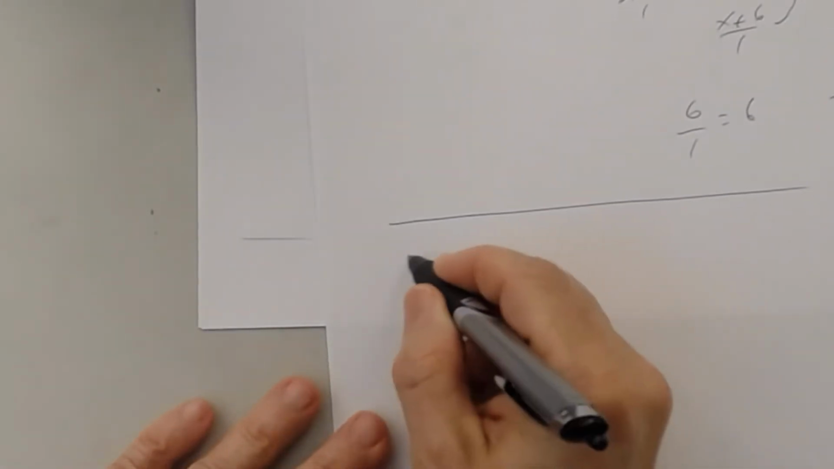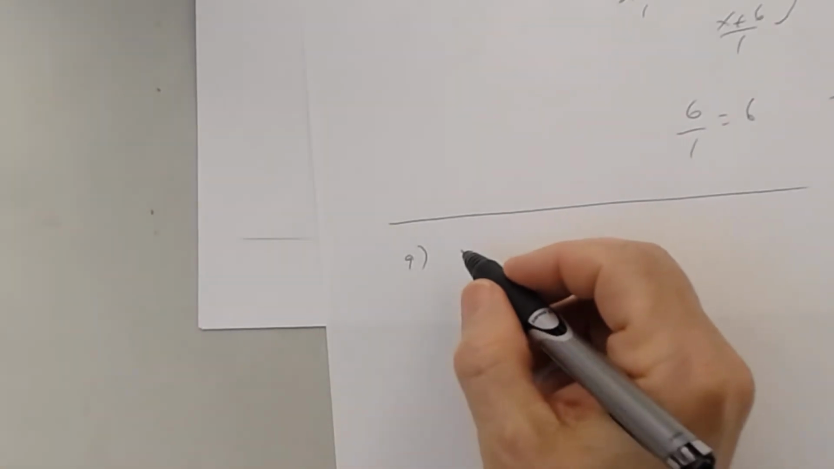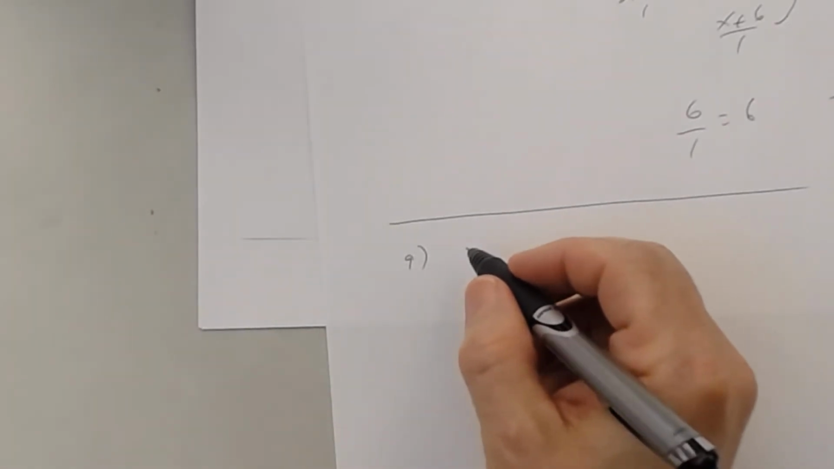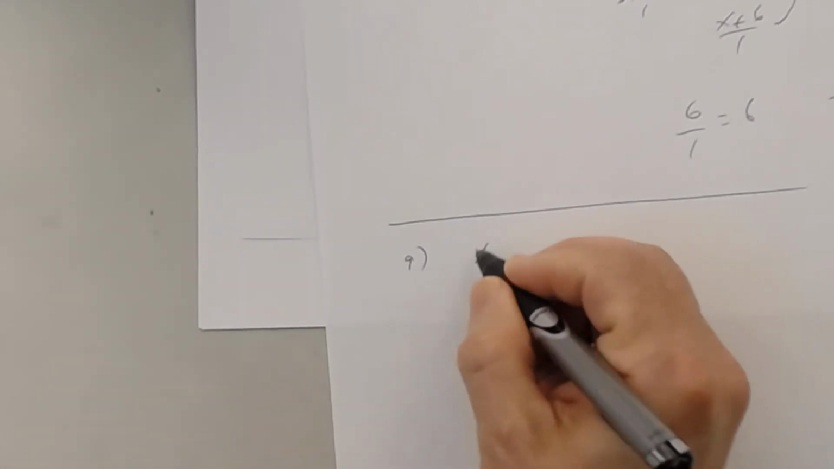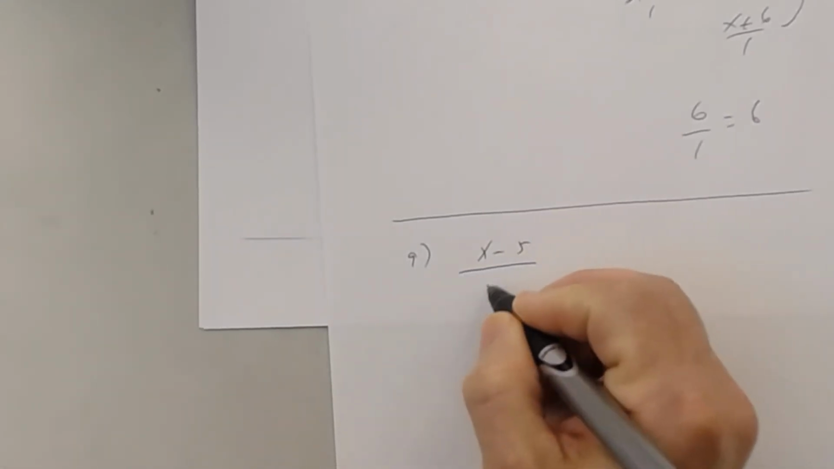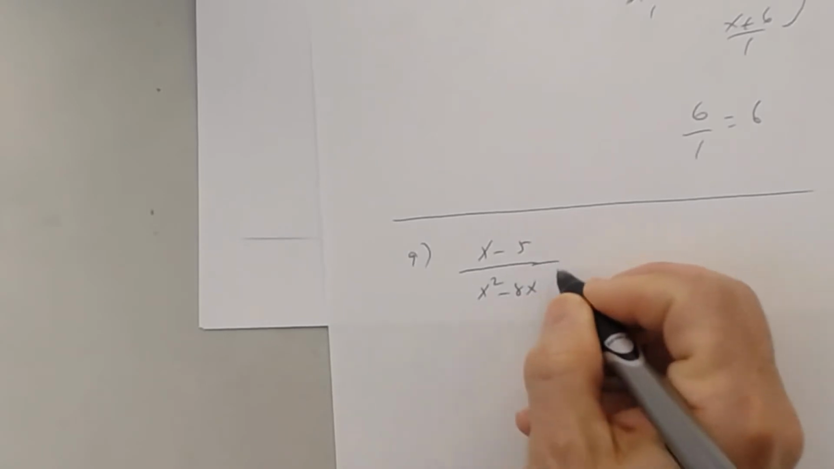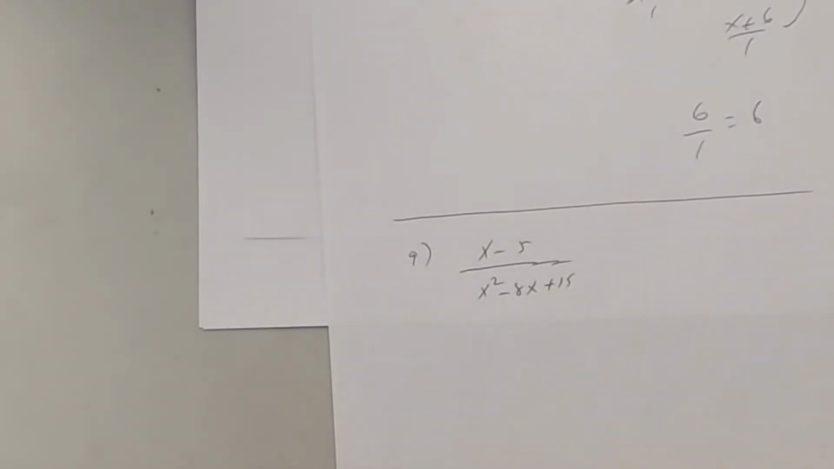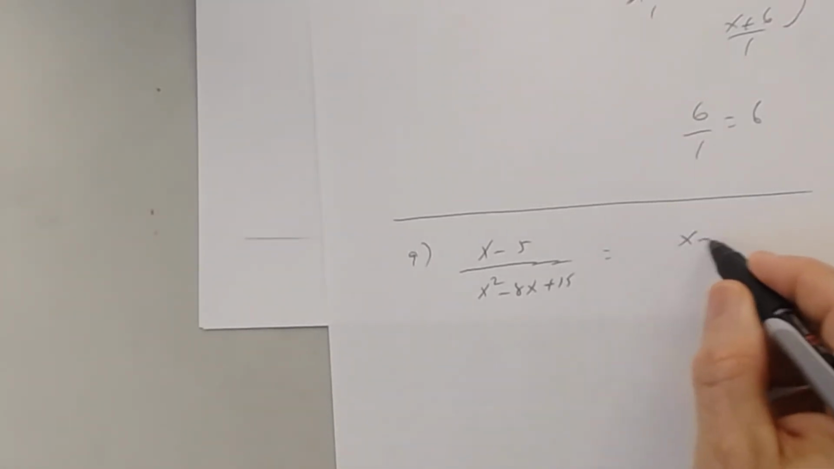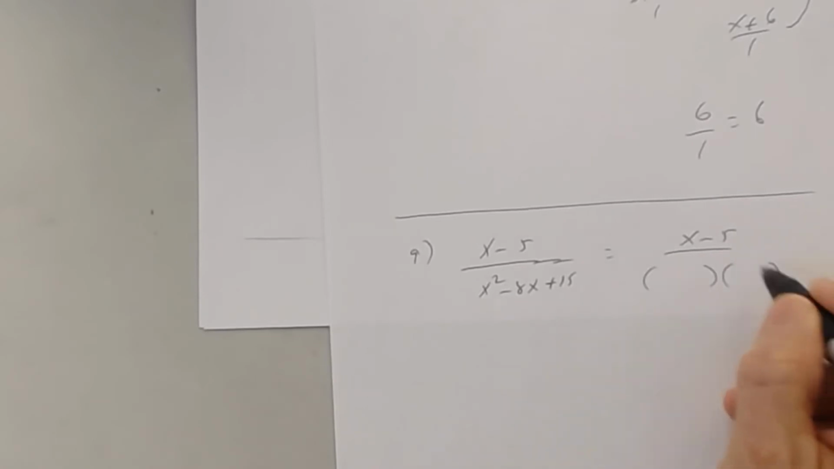All right, number 9. Suppose in number 9 you had this. You had x minus 5 divided by x squared minus 8x plus 15. What's the first step? Factor, okay. Can I factor the numerator? No, but can I factor the denominator? Yeah, so the numerator is going to stay x minus 5. Let's look at the denominator.